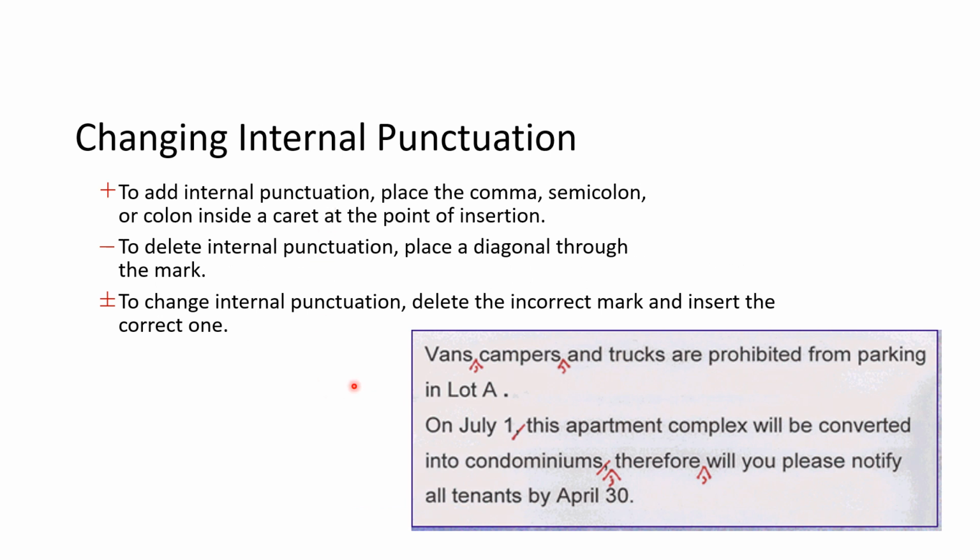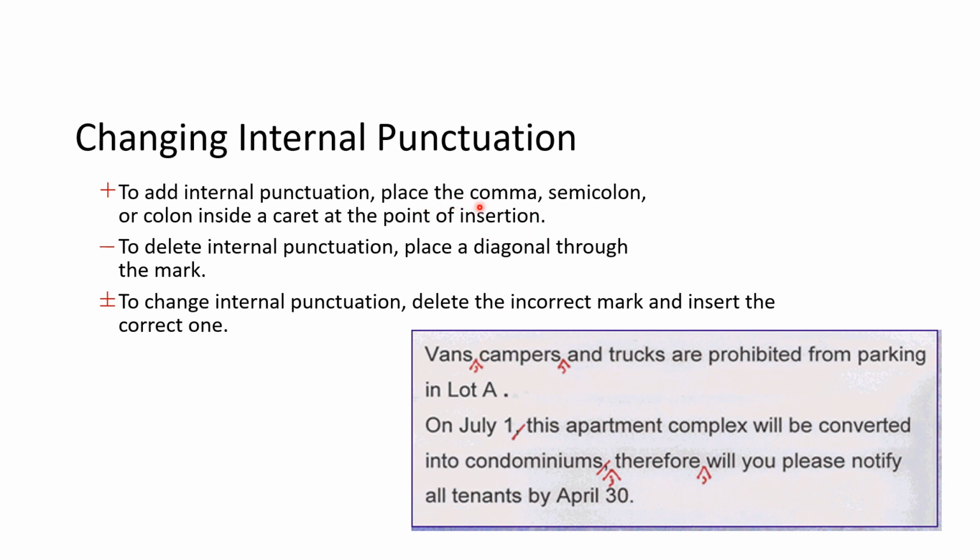Now, if there are errors in internal punctuations, the punctuations in between words in sentences, okay, internal punctuation. So these are the punctuations within sentences. So how do you change them? To add an internal punctuation, place a comma.